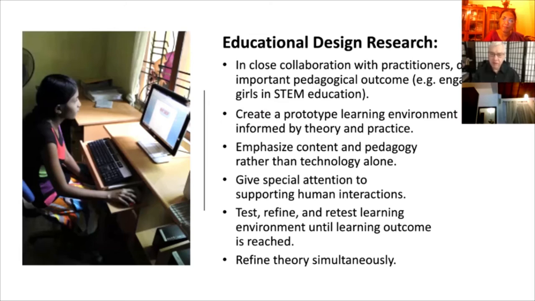So the first thing you'd want to do is, in close collaboration with practitioners, define an important pedagogical outcome. Let's say we want to engage girls in Sri Lanka in STEM education, science, technology, engineering, and math. That's our pedagogical goal. There aren't enough girls going into these fields. And then you would create a prototype learning environment informed by the best theory that's out there and the best practice, the best design work that's out there. And you'd emphasize content and pedagogy rather than technology alone. And you'd want to give special attention to supporting human interactions, because it's the human interactions that really push learning, enable learning. Then you would test, refine, and retest this learning environment, go through multiple iterations until the learning outcome is reached. And you want to refine theory simultaneously with the testing and refinement of the learning environment.